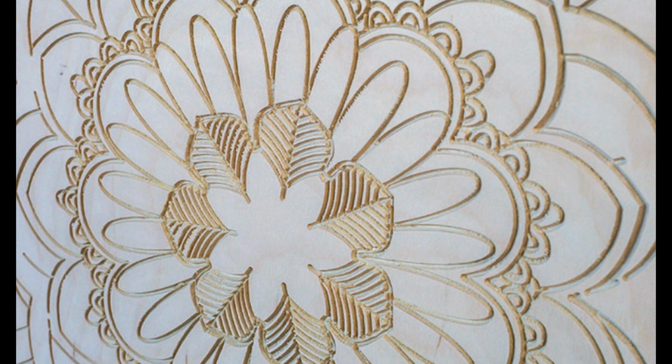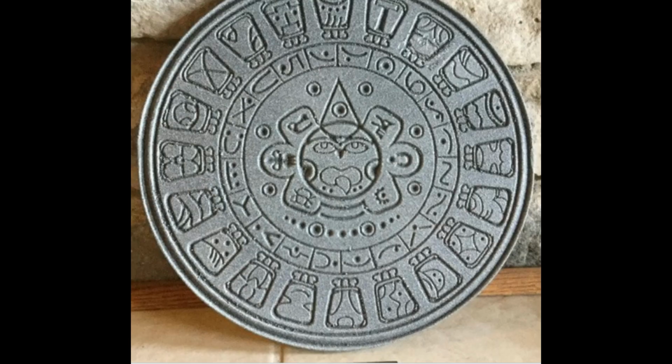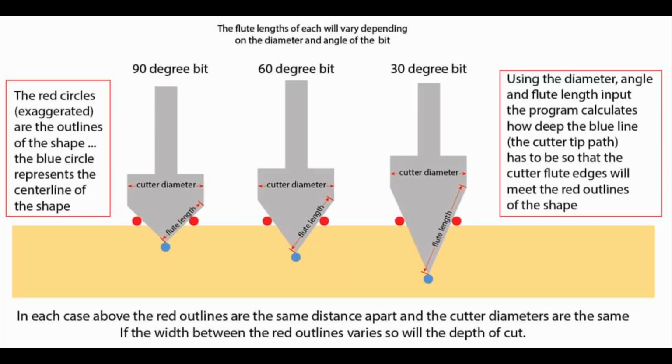V-bits are also used to create a carving effect or 2.5D. It's not quite 3D. If you want to do 3D, watch the previous video where I go over ball nose bits, because those are the best for 3D. But it gives your piece the look of 3D, while decreasing the time and effort of doing an actual 3D carve. Now let's talk about angles.